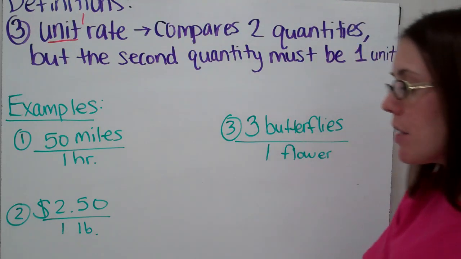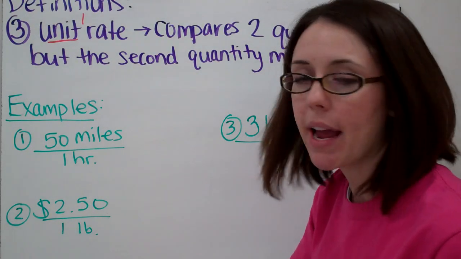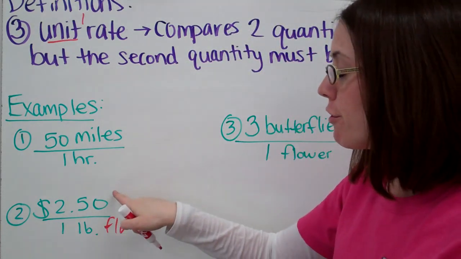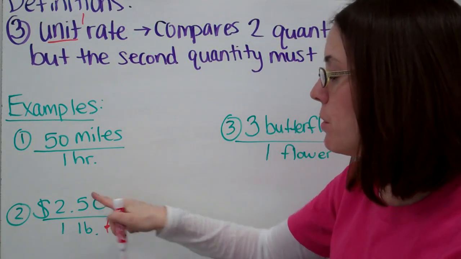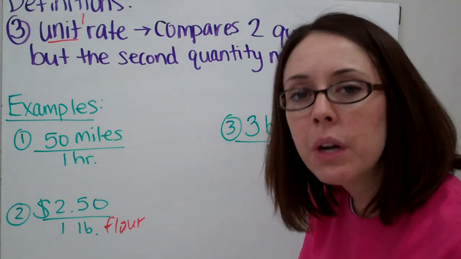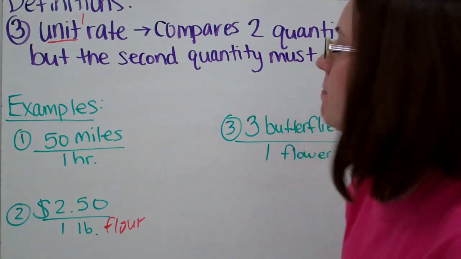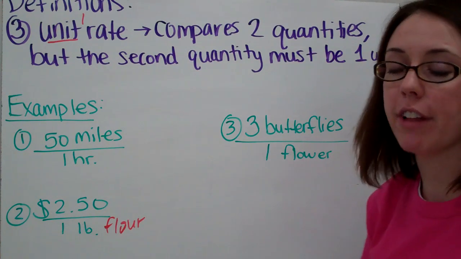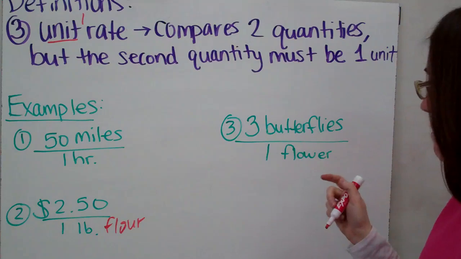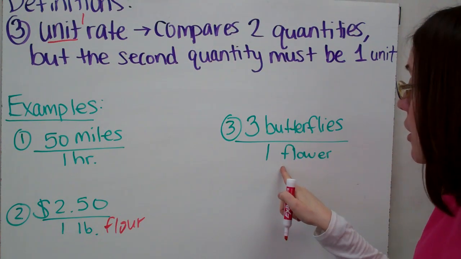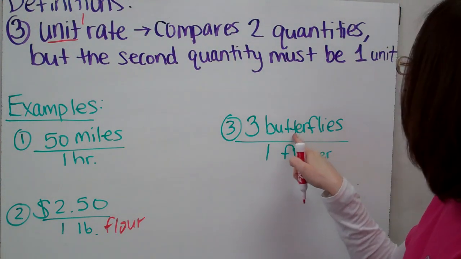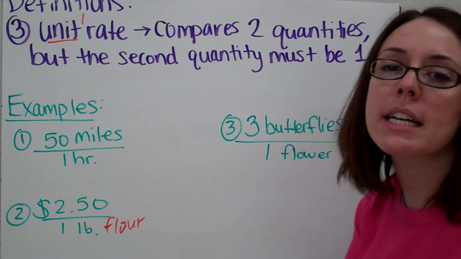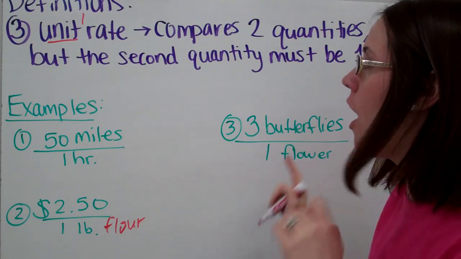Number 2. It is $2.50 for 1 pound. I don't know, 1 pound of flour. So for every pound of flour you buy, it's $2.50. That is a unit rate because the denominator is 1. Example 3. 3 butterflies on 1 flower. Basically, that means on every 1 flower you have, three butterflies. That is a unit rate because our denominator is 1. These are all unit rates.